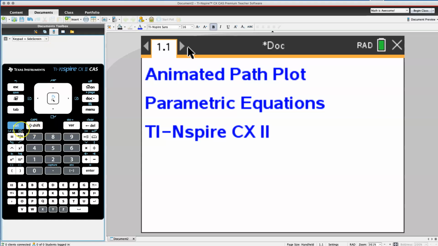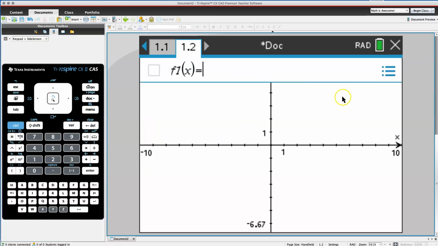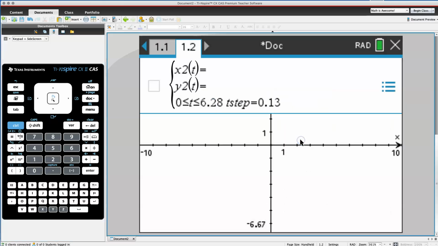So what we're going to do is go ahead and add a graph page. So I'm going to hit Control Doc or Control Add a Page. We're going to add a graph. And the graph that we're going to look at today is a parametric. So I'm going to press Control Menu. I'm going to change my graph entry line to parametrics.